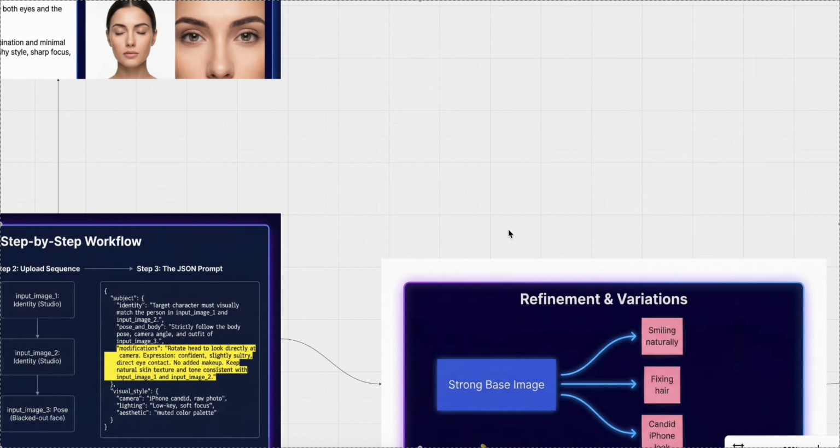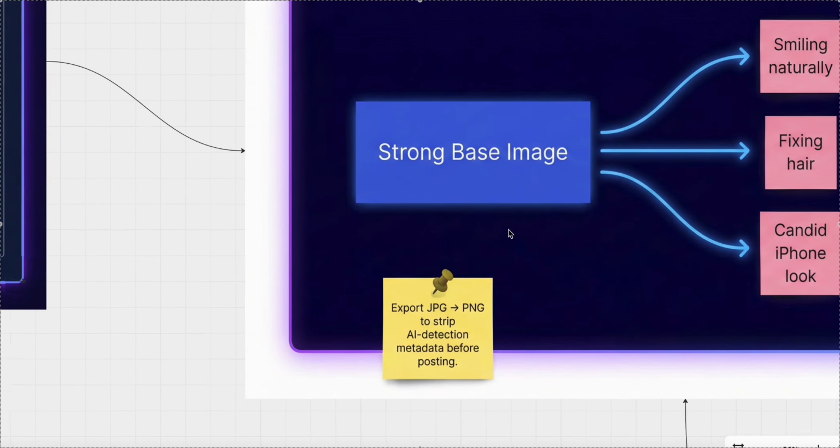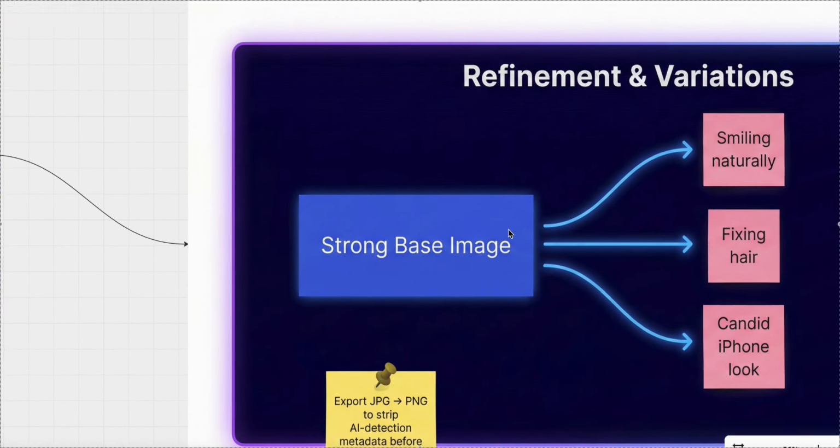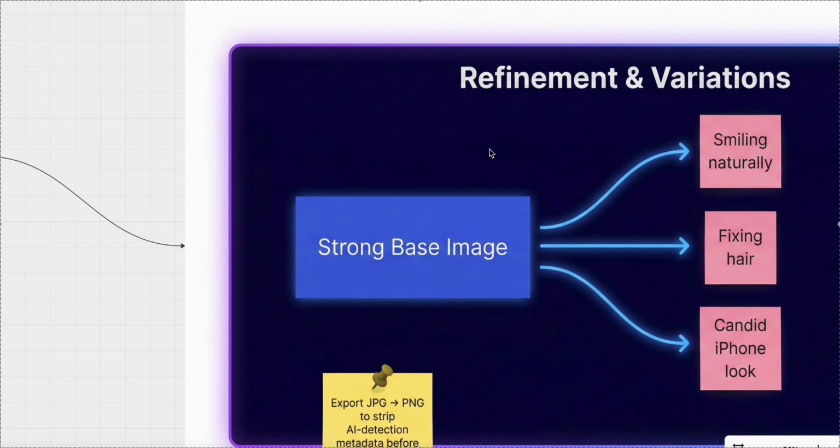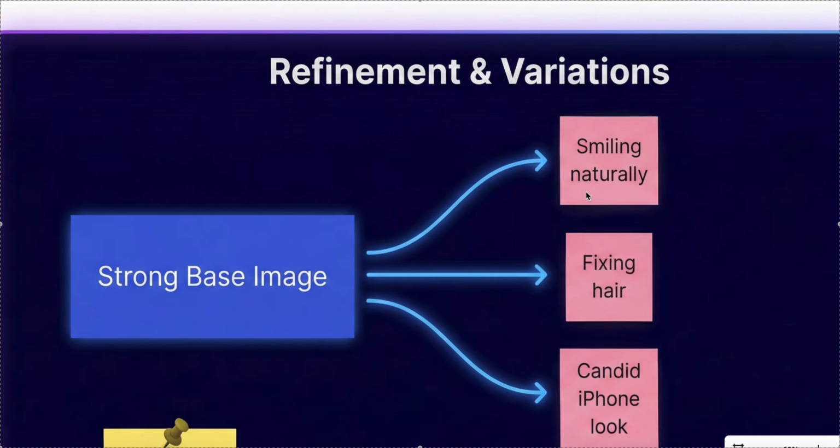So once you have a strong base image, you want to make it an Instagram carousel. What you want to do is re-upload that image and then add a simple prompt like smiling, fixing hair, or change the style a little bit, iPhone candid, or if you want to change the camera to vintage or anything else, whatever you want to do. So once you have the base image, then we can make all these other images as well.